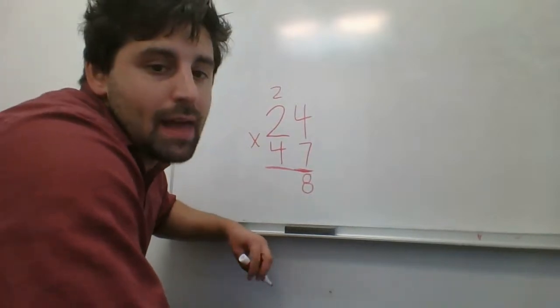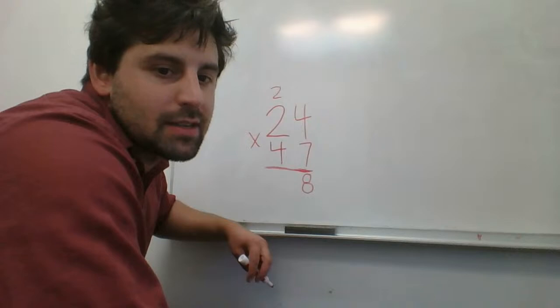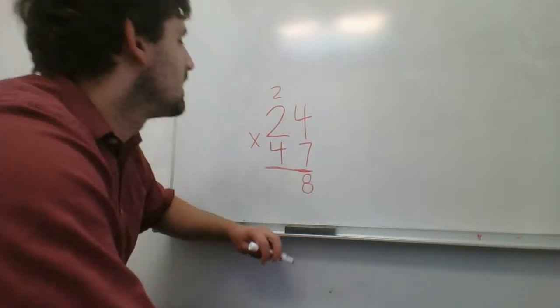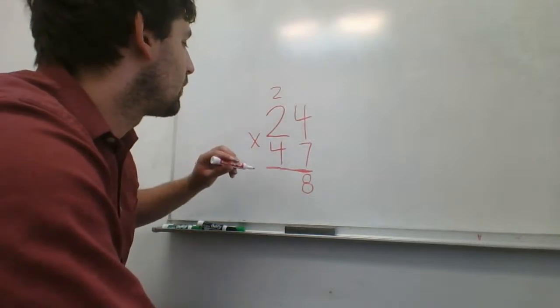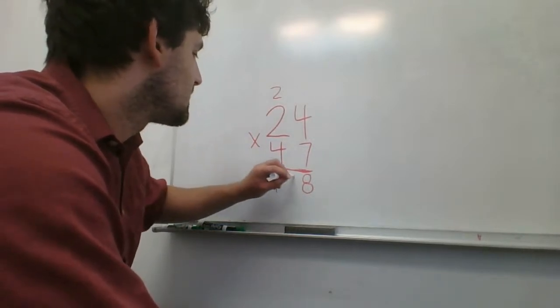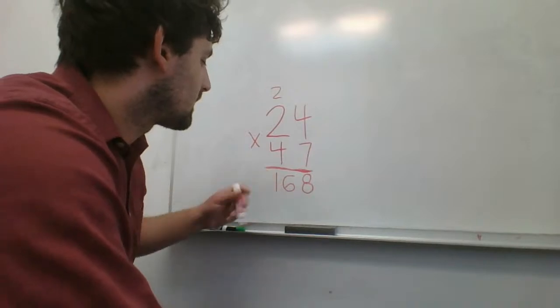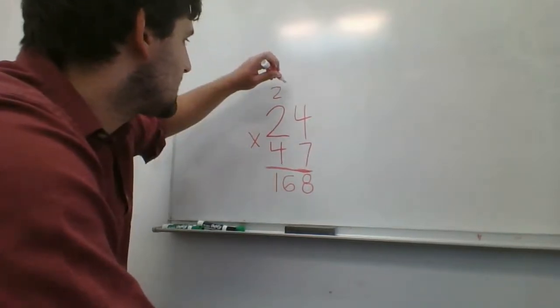Now we multiply the bottom digit in the ones place times the top digit in the tens place. 7 times 2 equals 14. We're going to add the 2 that we carried over. 14 plus 2 is 16. So far, we have 168.